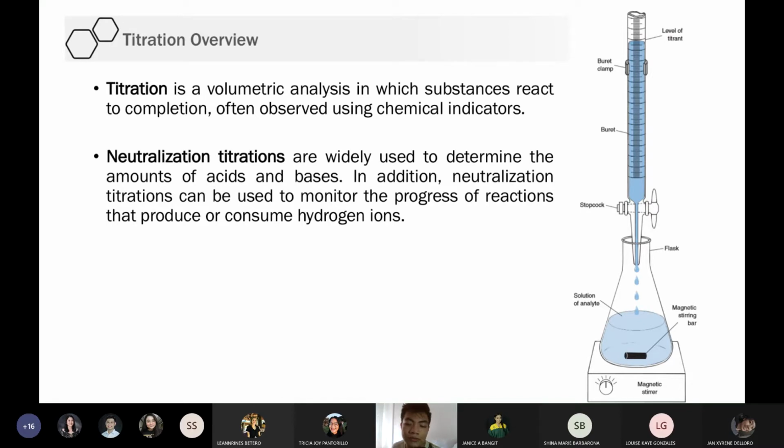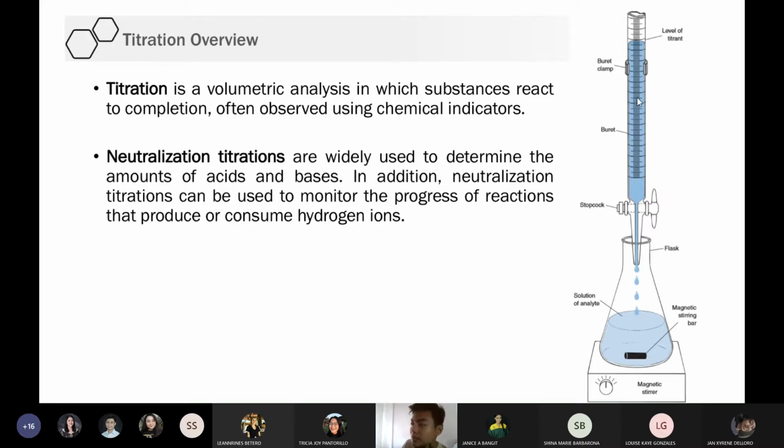Okay. So, when you say volumetric analysis, we refer to types of analysis that makes use of liquids, di ba? So, yun yung volumetric analysis. May liquid na ginagamit. Kaya nga volumetric. Okay. So this is a volumetric analysis in which you react your substance to completion, and the completion of that process is often observed using chemical indicators.